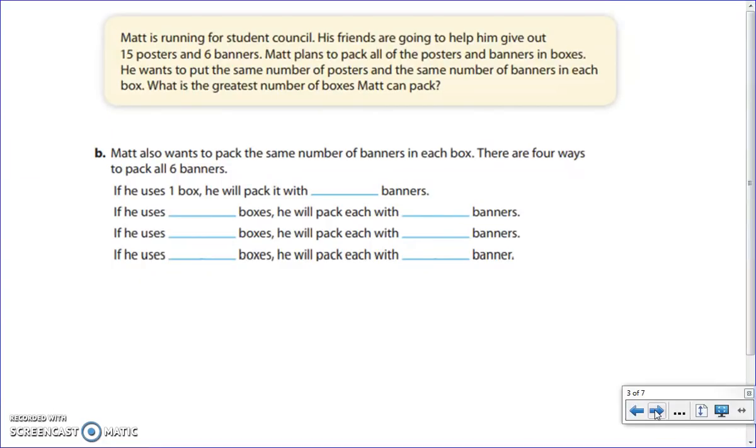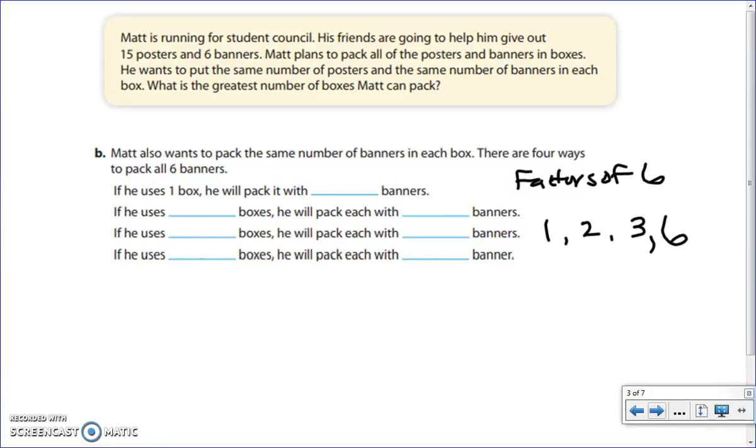There are 4 ways to pack all 6 banners. So again, I'm going to use the same strategy. Before I get started, I'm going to think about the factors of 6. Will be 1 times 6 and 2 times 3, right? And that's how I write my factors. I kind of go from the outside in.